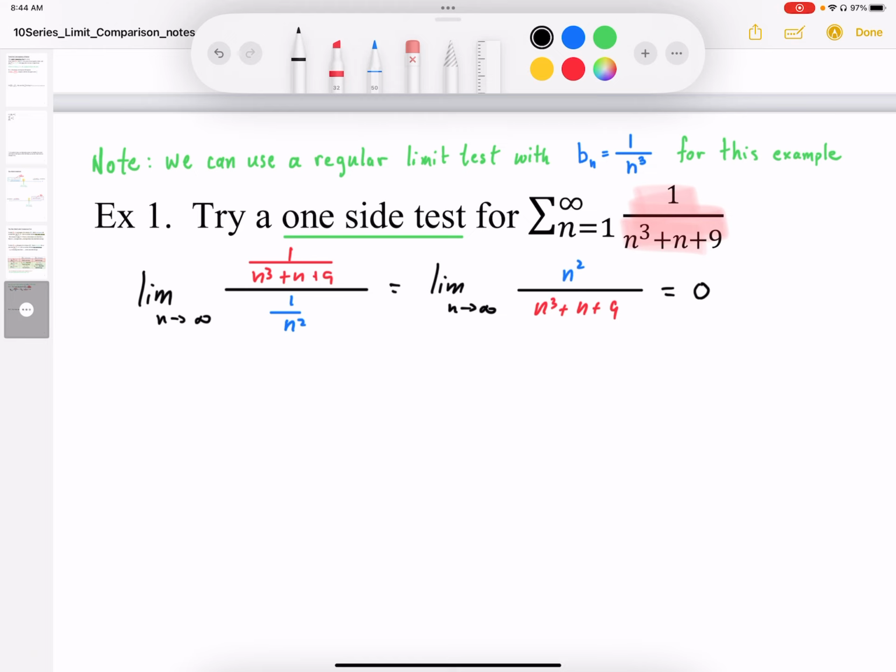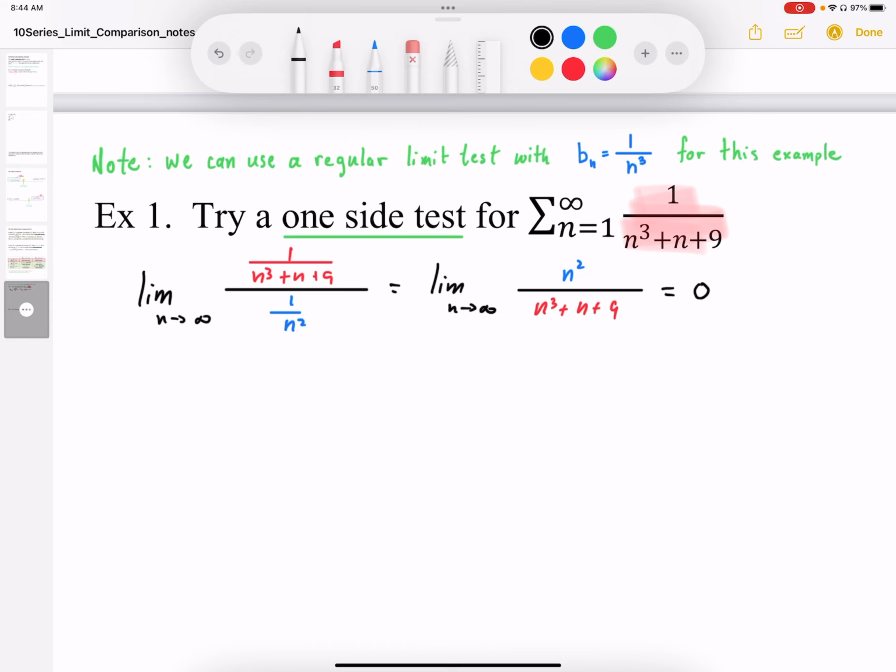So because it's going to 0, we can say that the bn in the denominator is more powerful than the an in the numerator, so that 1 over n cubed plus n plus 9 must converge faster to 0. Otherwise, this limit would not go to 0. So that red term in the numerator must converge faster. Therefore, we can make this conclusion.